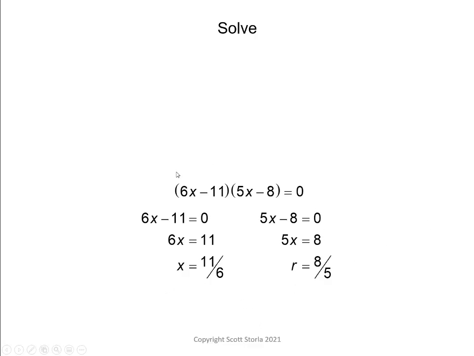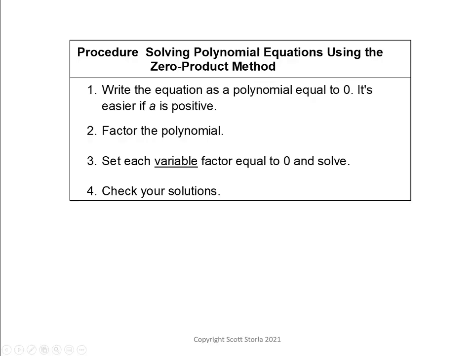Now this works great as long as someone gives us the factored form. Unfortunately, they don't come that way usually. Instead, they come as sums. And so here's a procedure that you can follow. Write the equation as a polynomial equal to 0, and then factor the polynomial, and then for every variable factor, set that equal to 0 and solve, and then check your solutions.